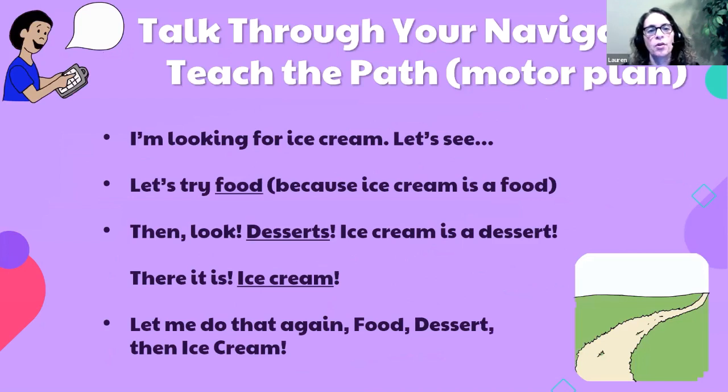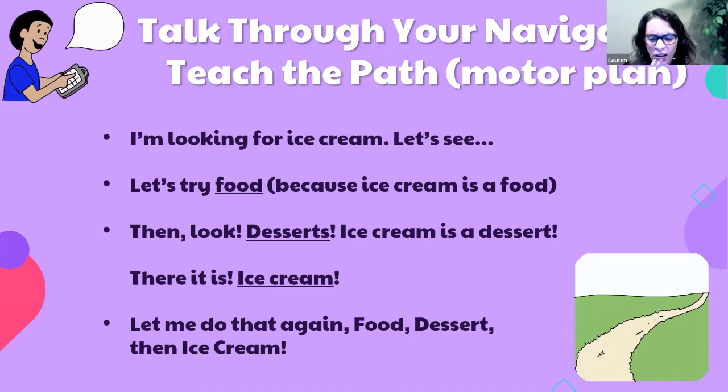So here's an example. Before I jump over to an iPad and do some modeling for you, here is something that you should do, which is talking through your navigations. Teach the path, teach the motor plan. So you might say something like, if you wanted to say ice cream on the device, if you wanted to ask your child, do you want some ice cream? But rather than just quickly going into ice cream, you actually want to support them in learning the path. Now, in the beginning, it might be absolutely true that you don't know the path either.